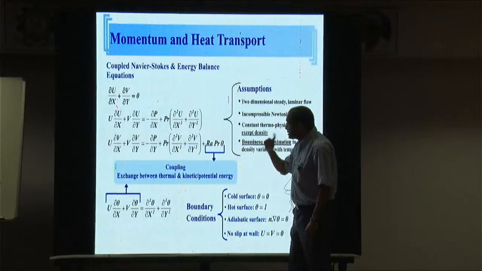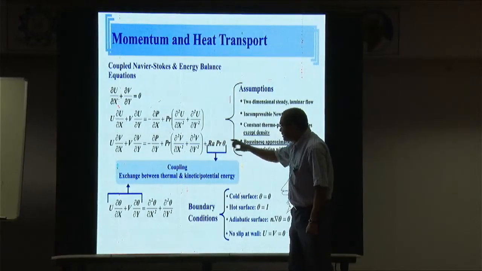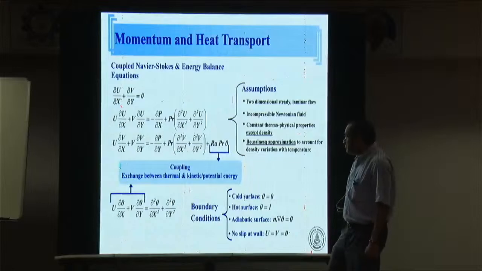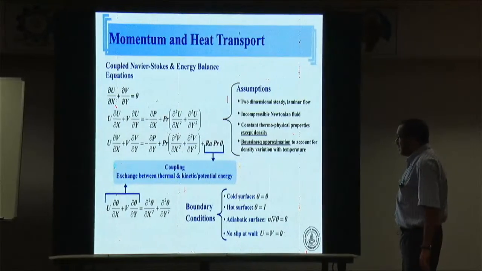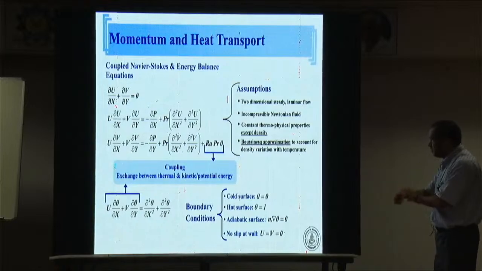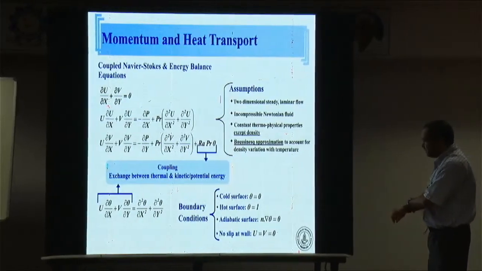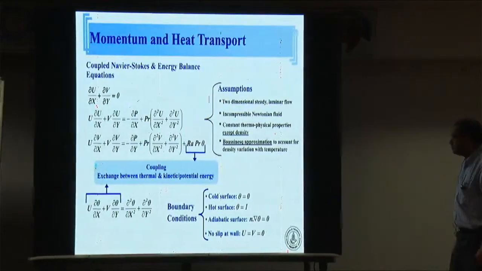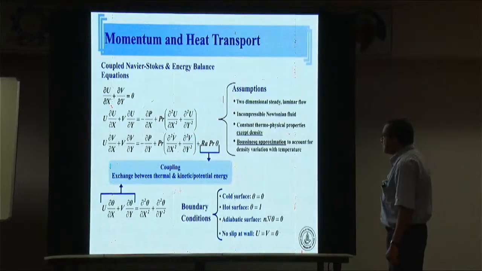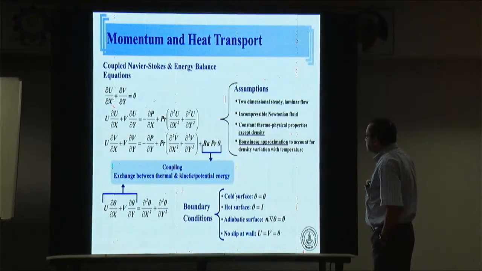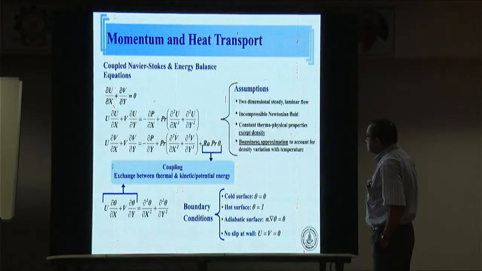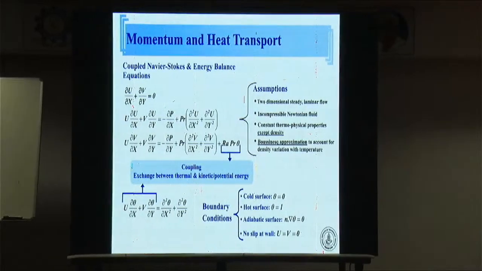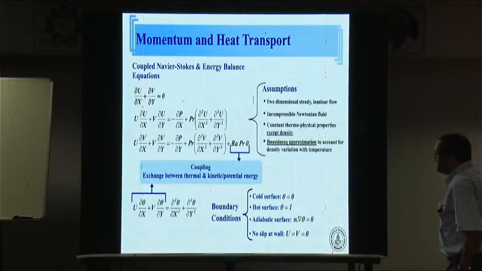And this is the y component momentum balance, with the body force, which is coupled with the buoyancy component, which is basically modeled by the Boussinesq approximation. I will discuss that later. And we have the energy balance equation. Of course, we have the boundary conditions, mostly cold surface and hot surface, where we have the Dirichlet boundary conditions, and for adiabatic surfaces we have homogeneous Neumann boundary conditions. Assumptions: two-dimensional steady laminar flow, incompressible Newtonian fluid, constant thermophysical properties except density, and we have the Boussinesq approximation to account for density variation with temperature.